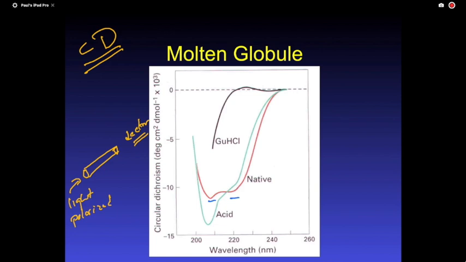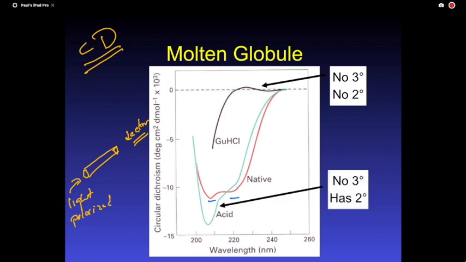Then there are times in which there's a condition that creates secondary structure, but it is totally inactive. Okay, and so what we're showing in this, under acidic conditions, a different condition, this is the molten globule state. Okay, no tertiary structure. It has secondary structure because I see alpha helical content, but it has no tertiary structure. Native has both secondary and tertiary because I know it functions.